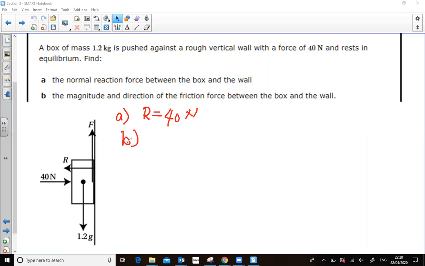Okay, part B. The magnitude and direction of the frictional force. The frictional force is acting in the vertical direction, so we only need to consider the forces acting in a vertical direction. In the vertical direction, we have the frictional force and the weight, and that's it. Again, because the box is in equilibrium, the frictional force balances the weight. So we know that F must equal 1.2g, and changing g to be 9.8, we'll get the frictional force F equals 11.8 Newton, and it has to go upwards.